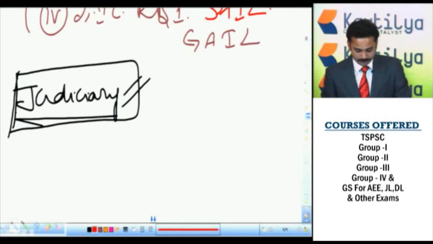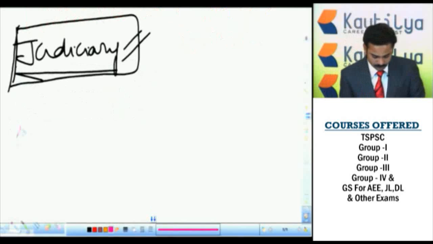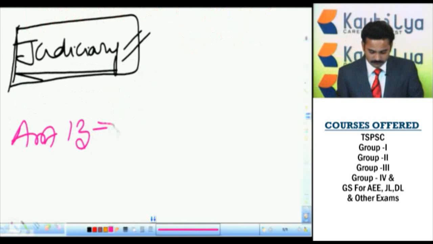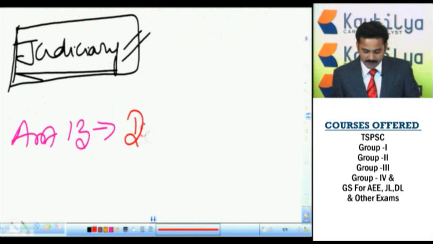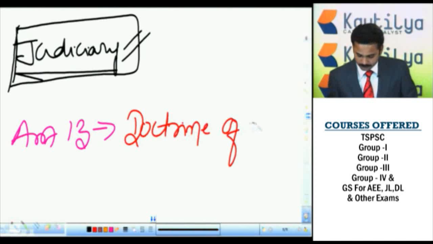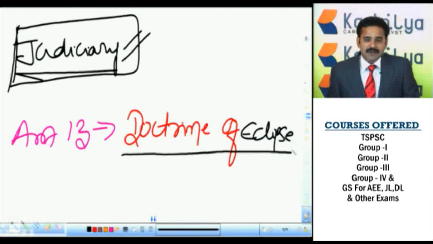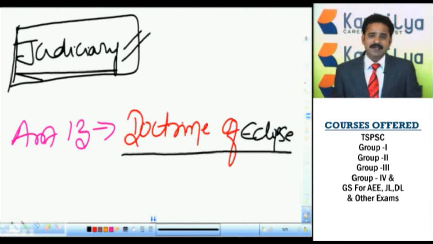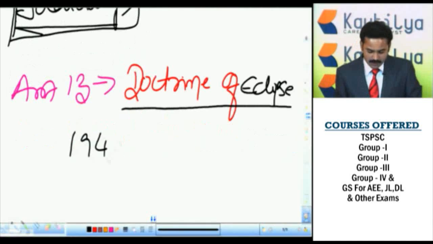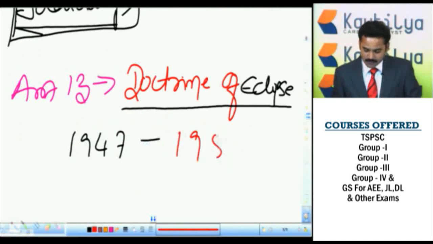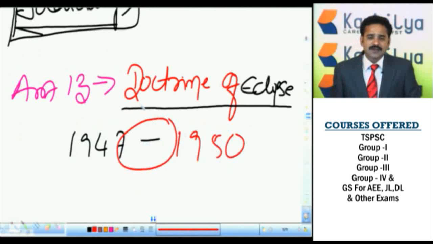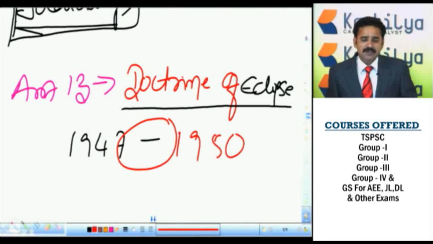Now, what is Article 13? Doctrine of eclipse. Article 13 says that whatever the pre-constitutional laws, whatever the laws enacted before the commencement of the Indian Constitution. Why? Because India attained independence in 1947, but the Constitution came into force in 1950. So whatever laws were passed in between these years, if those laws are against the fundamental rights, those laws cannot be enforceable. In other words, those laws cease to operate.